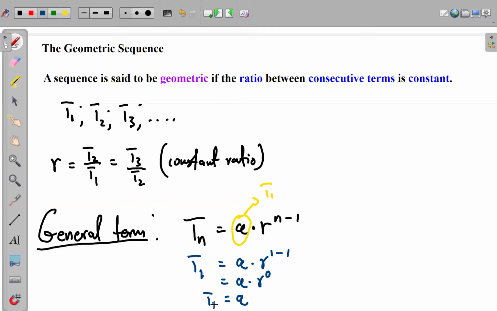All right. And of course, we know that r here is the constant ratio.